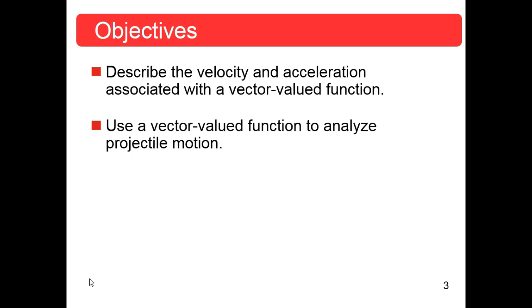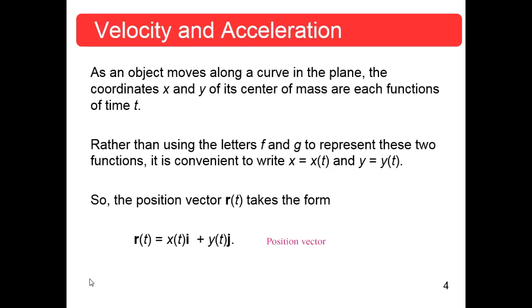So the first objective is to describe the velocity and acceleration associated with the vector value function. And we'll use a vector value function to analyze projectile motion. All right. As an object moves along a curve in a plane, the coordinates x and y of the center of mass are each functions of the time t. Like I said before about t, usually it's a function of time. If you're talking about motion, it's usually a function of time.